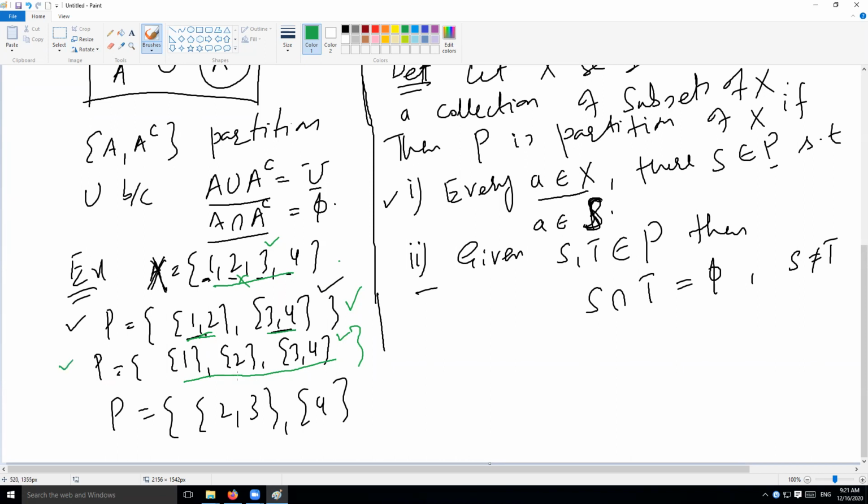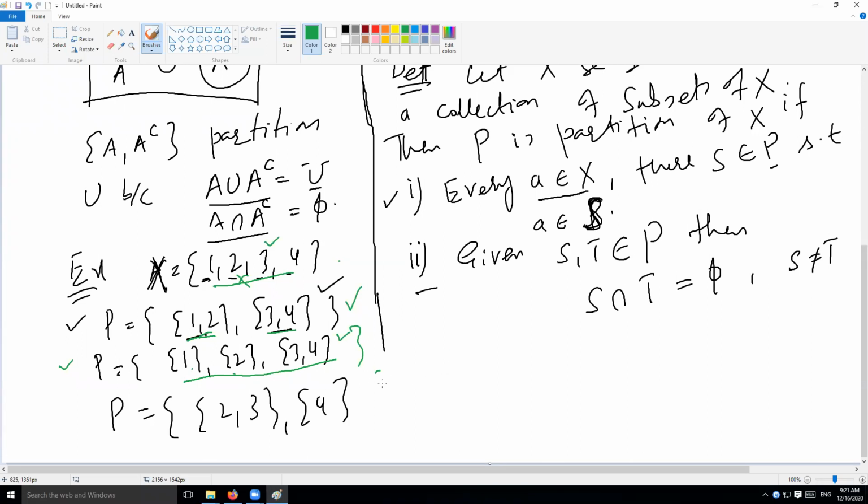And if you compute the intersection of any two sets, that's empty. So this is also a partition.